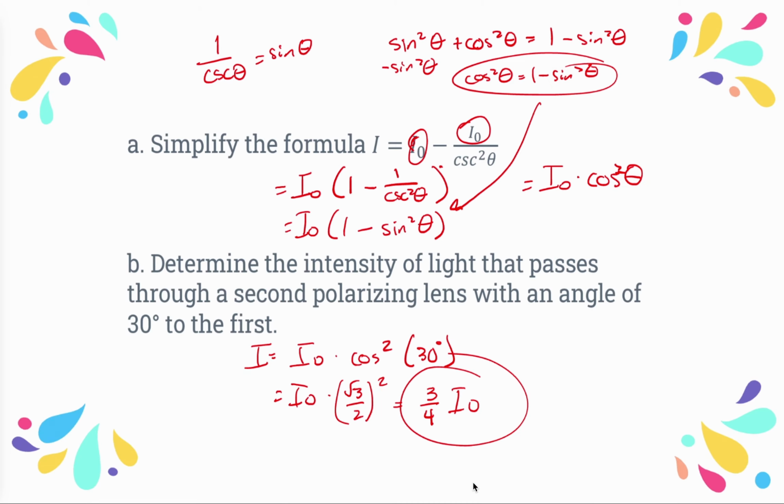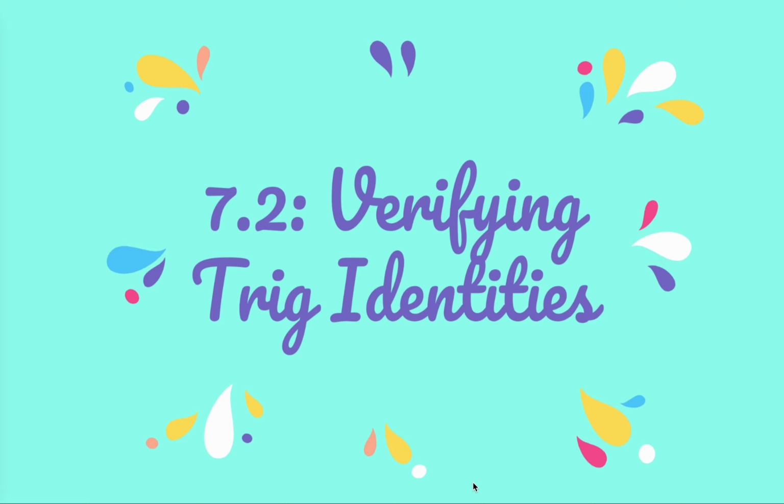And that's it for section 7.1, Basic Trig Identities. Tune in next time to learn verifying trig identities, where we learn how to prove that something is an identity.